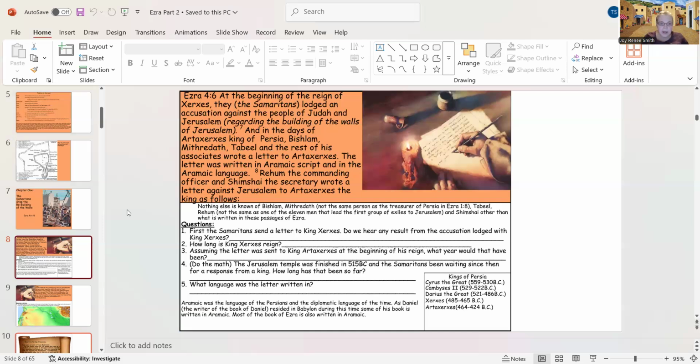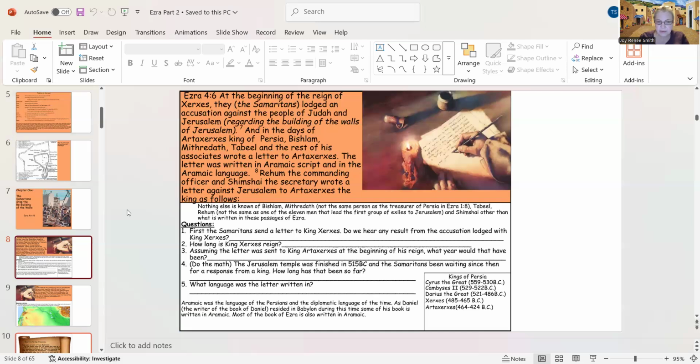Okay, sorry. Assuming the letter was sent to King Artaxerxes at the beginning of his reign, what year would that have been? Beginning of Artaxerxes' reign is 464 BC. The Jerusalem temple was finished in 515 BC, and the Samaritans had been waiting since then for a response from a king. How long has it been so far? So 515 minus 464, and the Samaritans have waited 51 years for a response from the king.